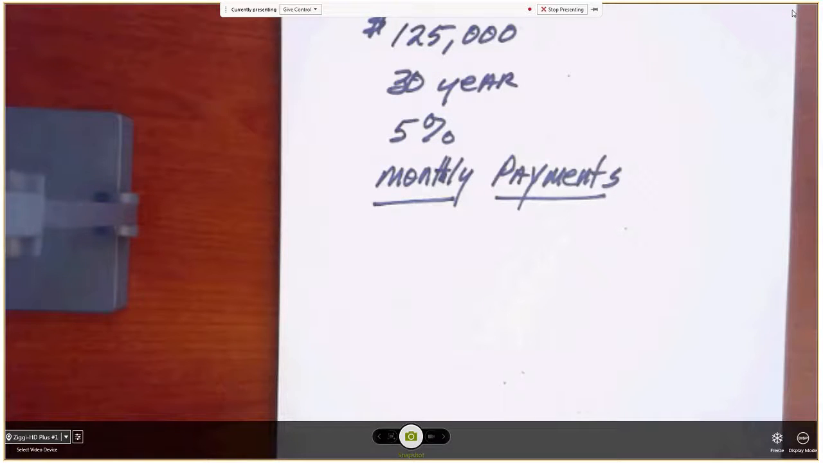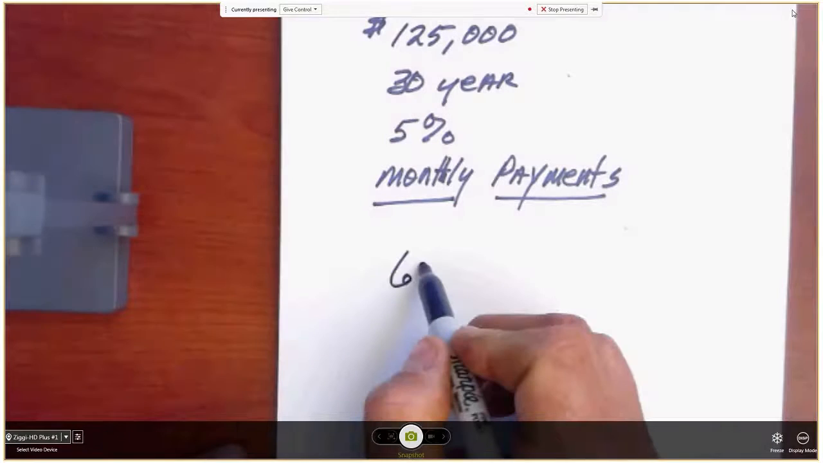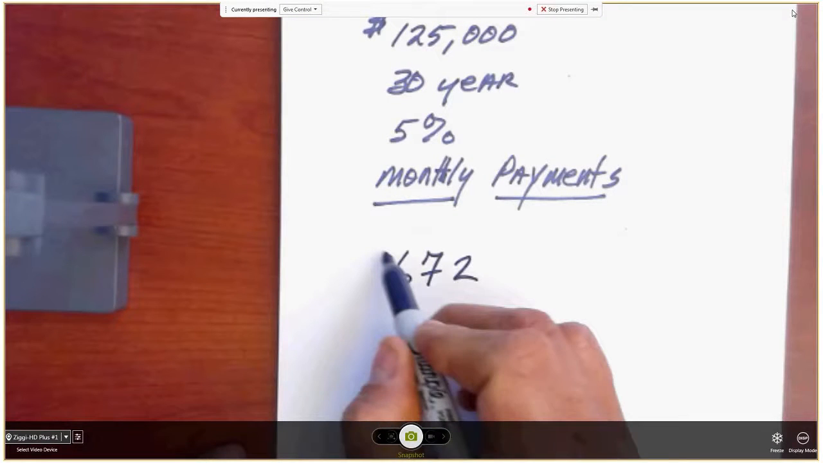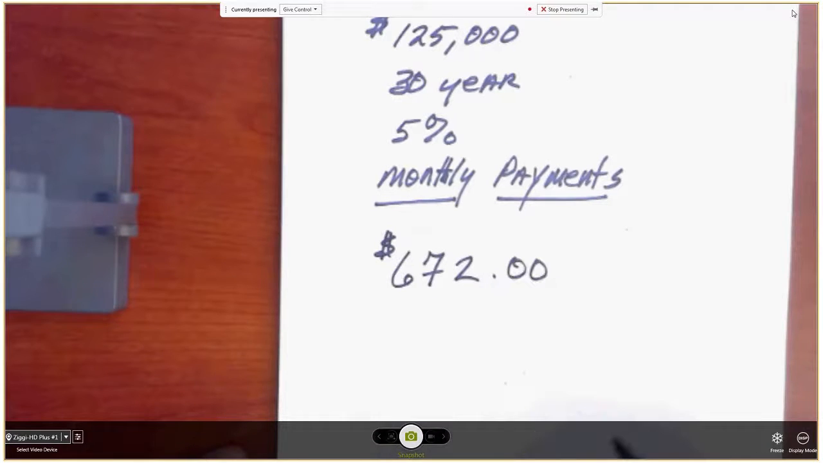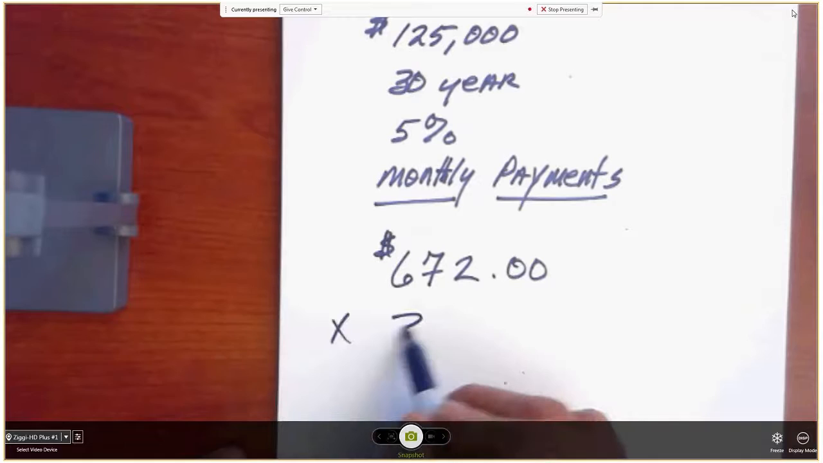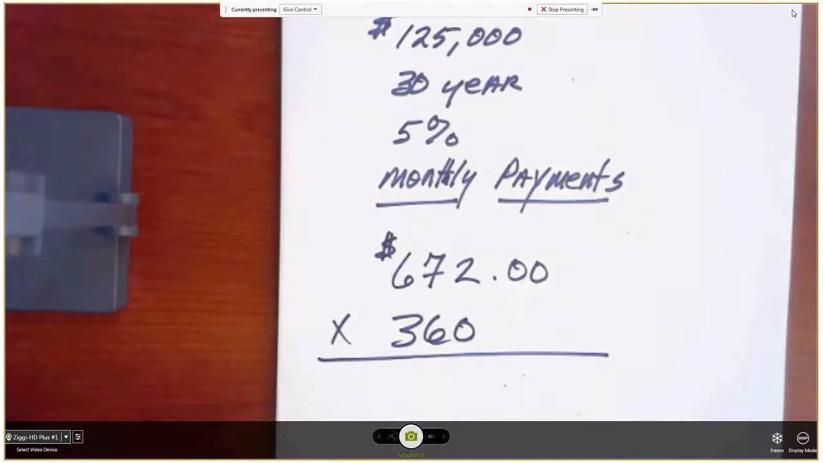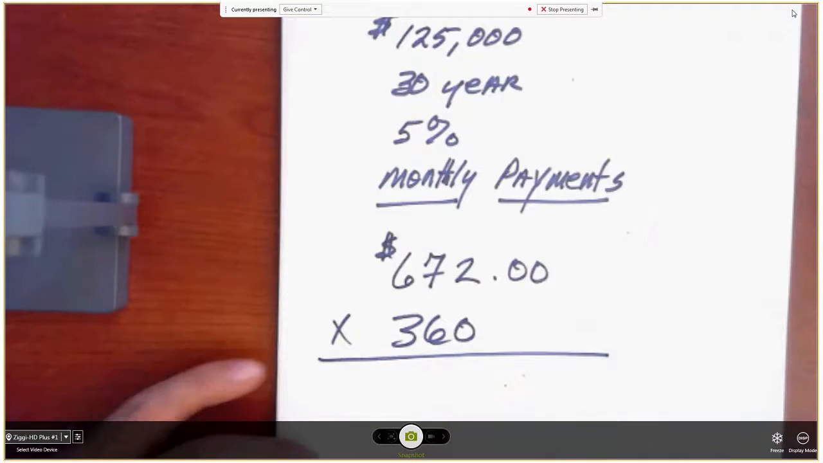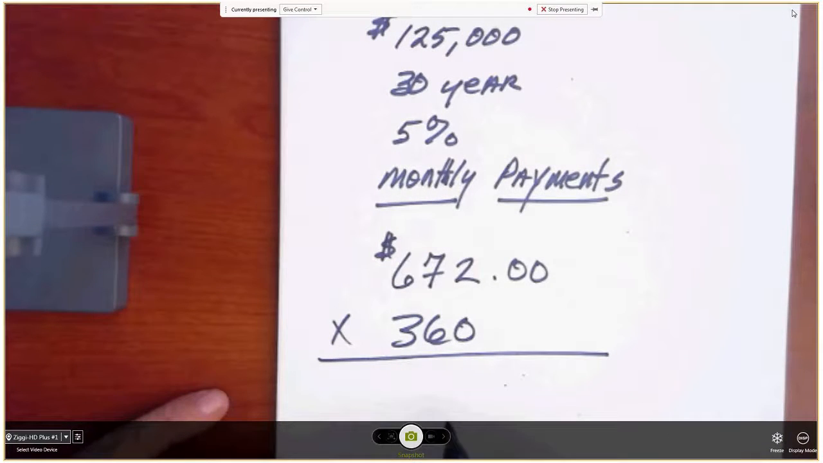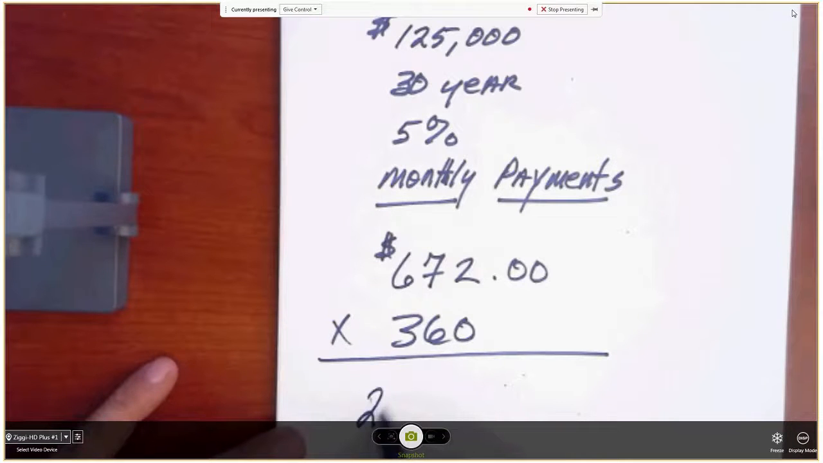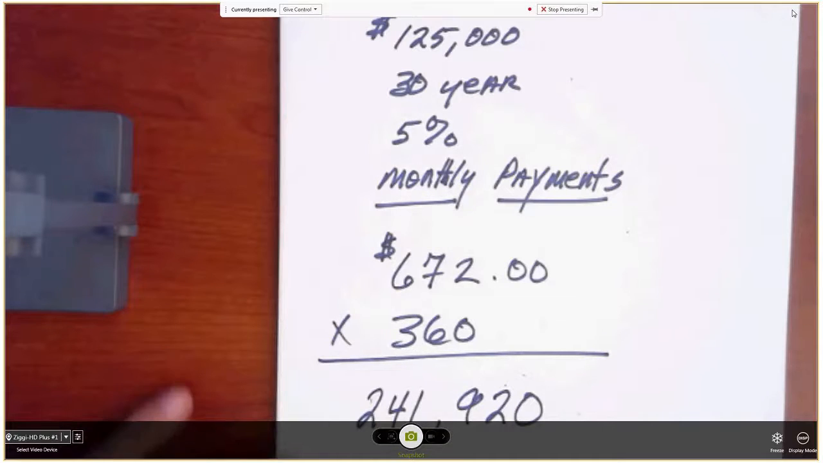$671.03. Okay, $672. Now, Miss Roebuck, take that $672 payment and multiply it by how many? 30 times 12 is 360. 360 payments. Oh, calculator. How much is it? $241,920. So you paid $242,000 for that house. Basically, you doubled.